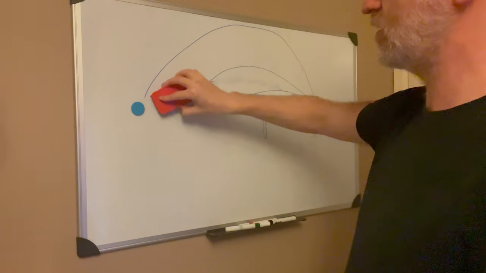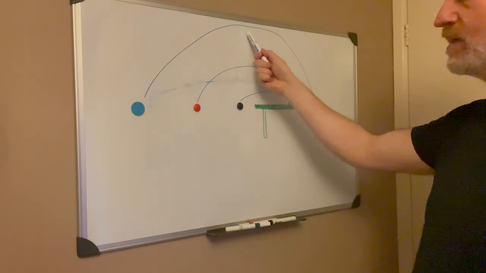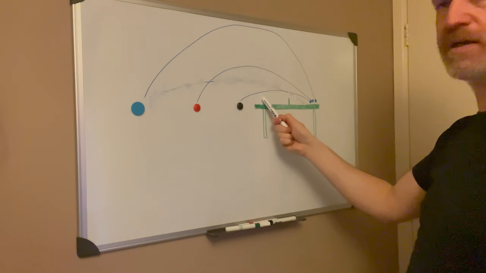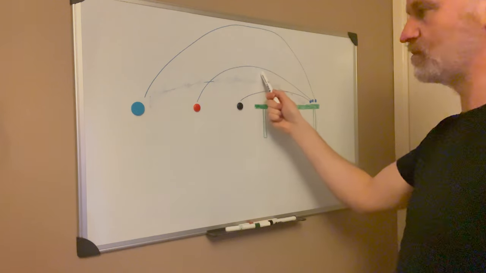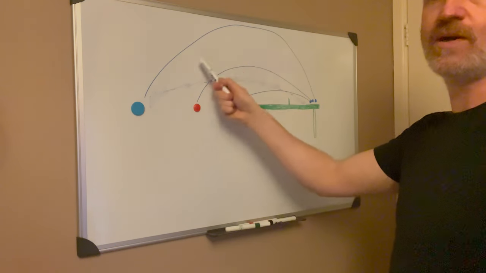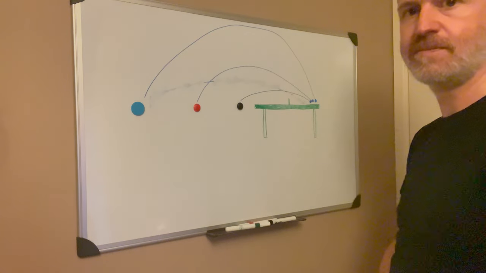So this is advanced strokes. You're looking for high, medium, and low for close to the table. So close: low; medium: medium; far away: high, high, high. Okay, brilliant.